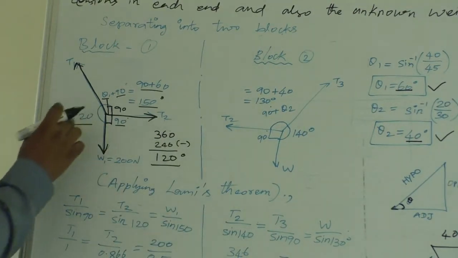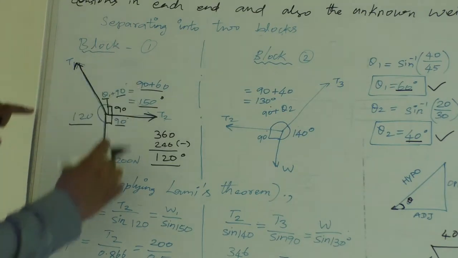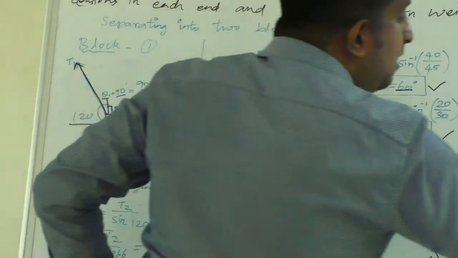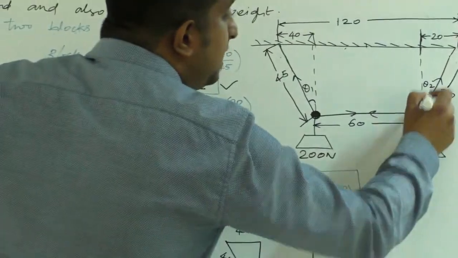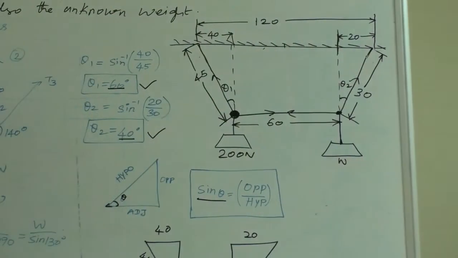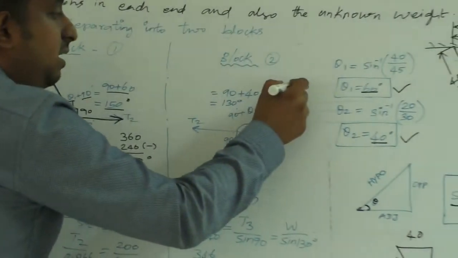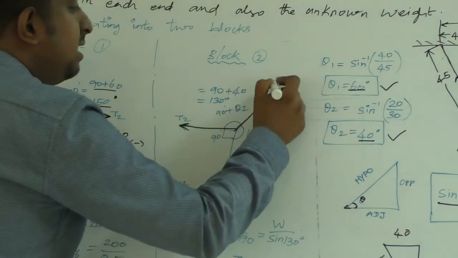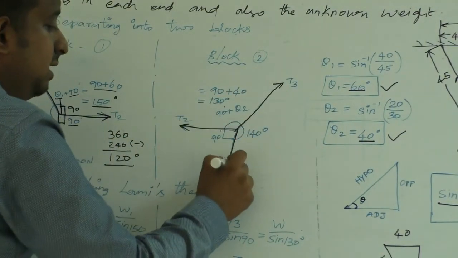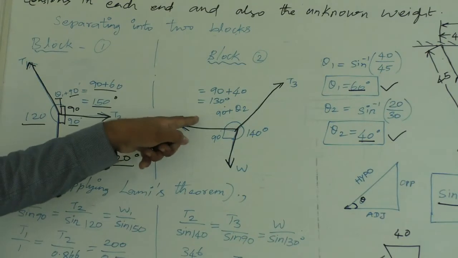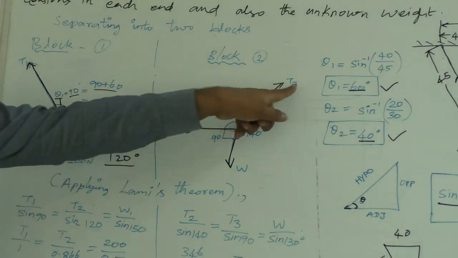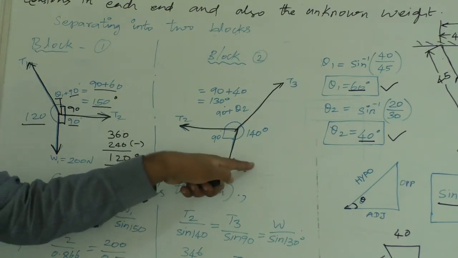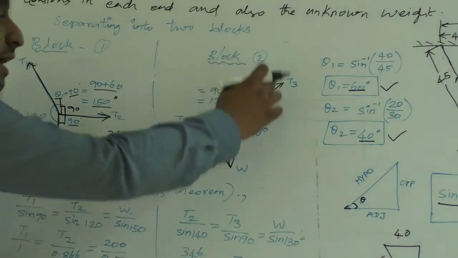Okay, so apply Lami's theorem with respect to those things. After that, separate into the second block. For this second block, this is the common point. From that we have three lines splitting. The first line is T3, the second line is T2, and the third line is W. In this block, we don't have the value of T2, we don't have the value of T3, and we also don't have the value of W. All the three values are unknown.